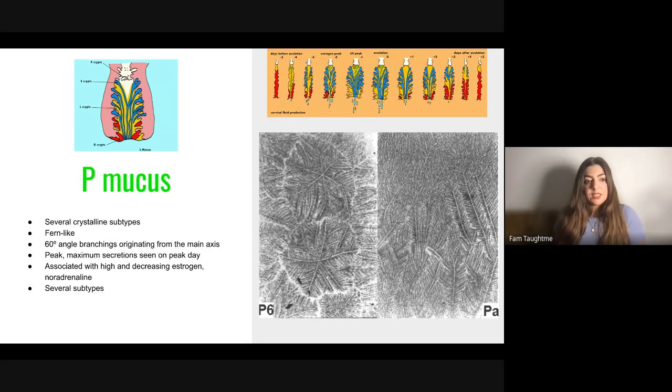Okay, here's P mucus. This is the last subtype that we'll talk about, and it has several crystalline subtypes. It's fern-like, and it tends to have 60-degree angle branchings originating from a main axis. It's associated with peak day, or the last day of cervical fluid that the person experiences before their fertile window is over. And so we see it very close to ovulation, or during the peak day of the cervical fluid. And it can also be associated with rapidly decreasing estrogen levels.